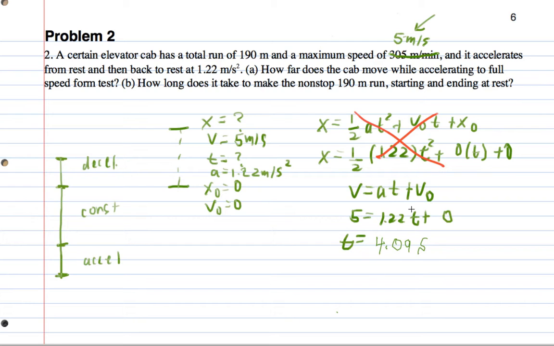Great. Now, based on that, maybe we can figure out how far it goes while making this acceleration happen. So we go back and we plug in, and we're going to get x equals 1/2 times a times 4.09 squared. And when we solve for x, what we end up getting is 10.2 meters. All right, so that's the first part. We'll do the next 2 parts in the next video.